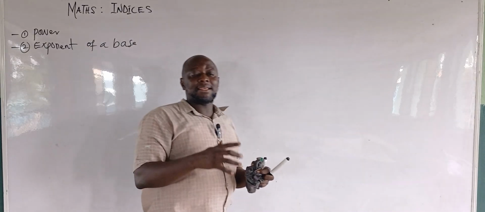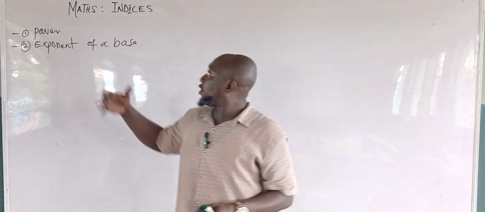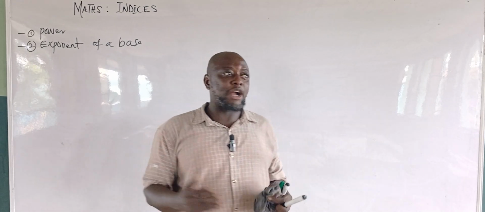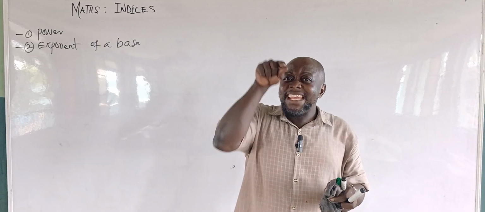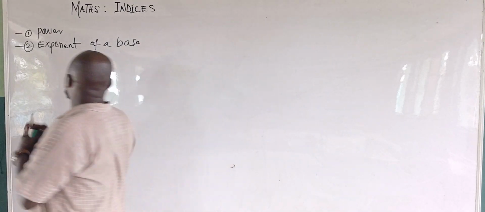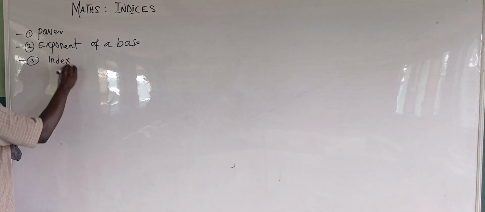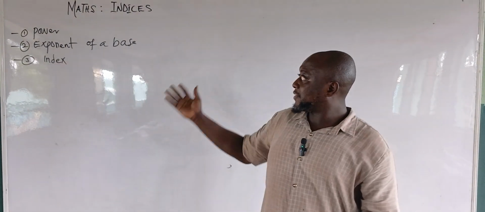It is defined, first we said indices is the plural of index. So I can call indices index, I can call it exponent, and I can call it power. So we said it is the power or exponent or index of a base. So this is the definition.